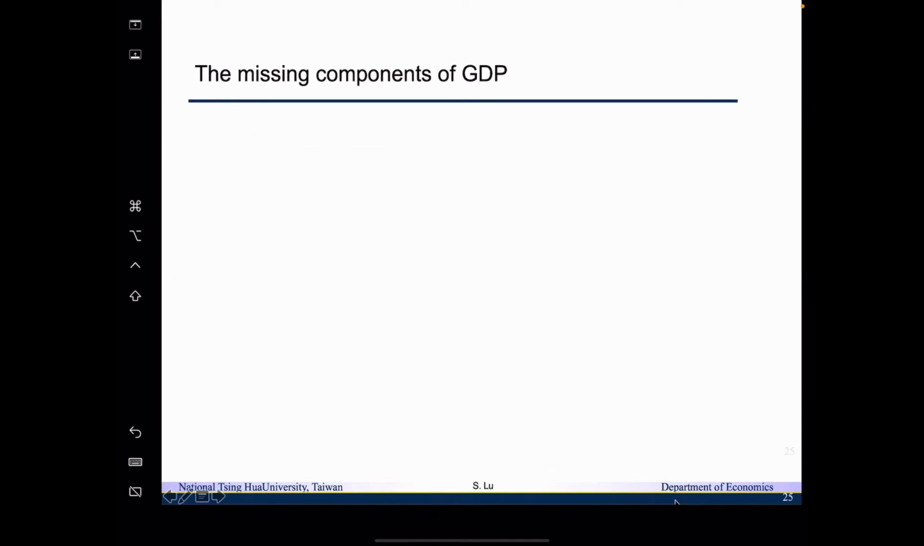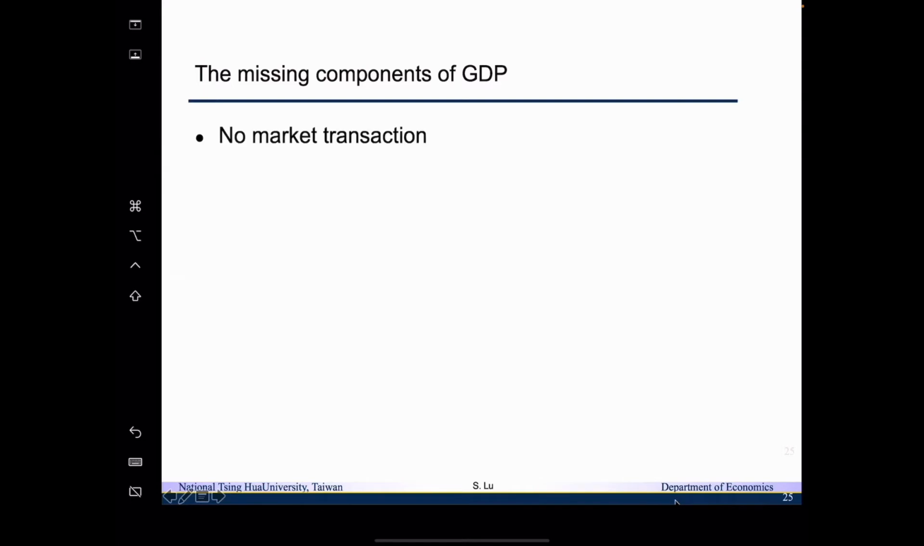So to begin with, when we want to look at what the missing components of GDP are in describing the wealth of a nation or the economic performances of a nation, I want you to think about the definition of the GDP. We say that the GDP is the market value of the goods and services, especially the final goods and services, that is newly produced within a country's border during a specific period of time. Therefore, if the goods are not sold and bought in the market, then they will not be included in the GDP.